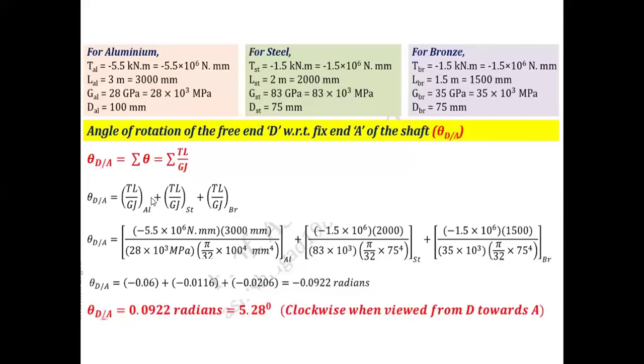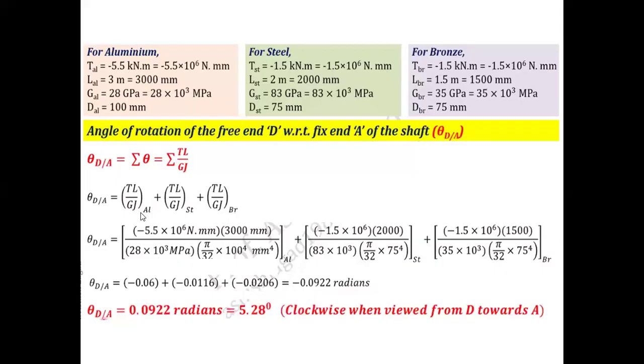Total angle of twist is nothing but angle of twist for aluminum plus angle of twist for steel plus angle of twist for bronze. So you can put that value of torque. You can take that sign. Torque is negative. So minus 5.5 into 10 raised to 6 into length 3000 mm upon G, modulus of rigidity for aluminum, 28 into 10 raised to 3 megapascal.